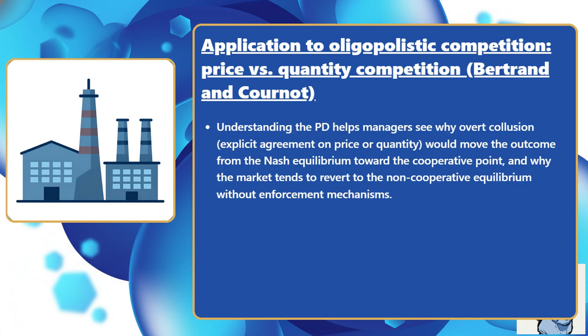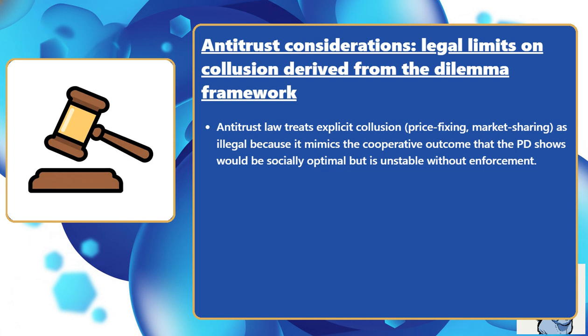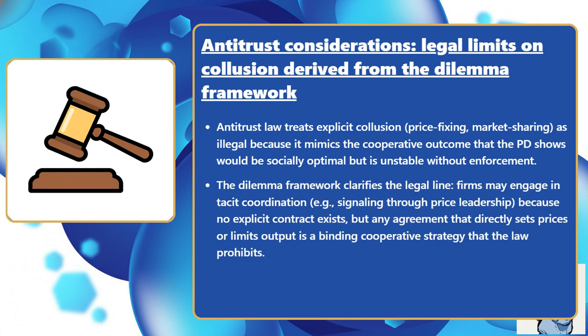Understanding the PD helps managers see why overt collusion, explicit agreement on price or quantity, would move the outcome from the Nash equilibrium toward the cooperative point, and why the market tends to revert to the non-cooperative equilibrium without enforcement mechanisms. Antitrust law treats explicit collusion, price fixing, market sharing, as illegal because it mimics the cooperative outcome that the prisoner's dilemma shows would be socially optimal, but is unstable without enforcement. The dilemma framework clarifies the legal line.